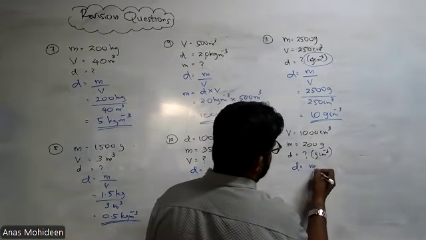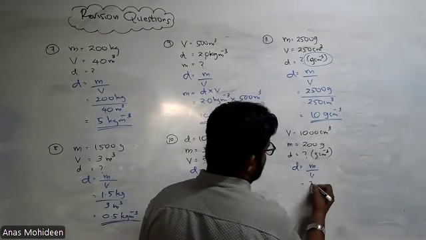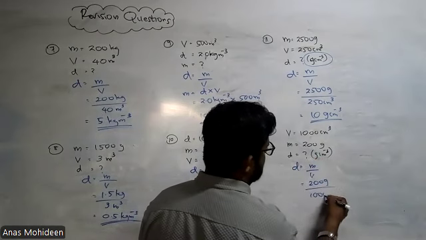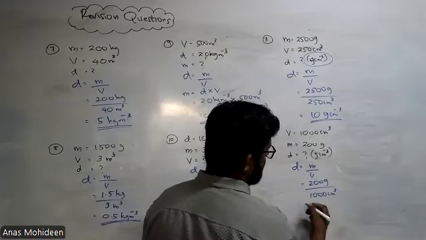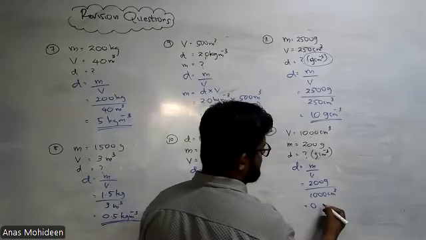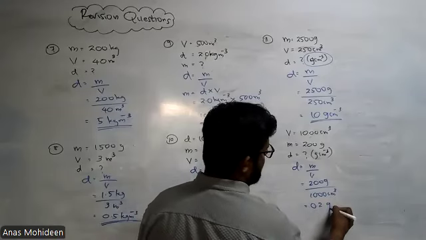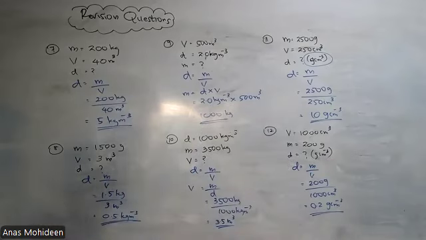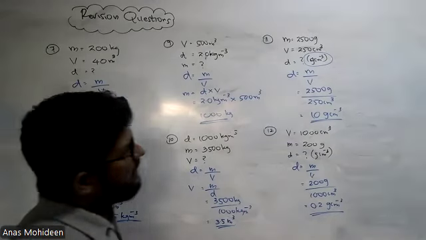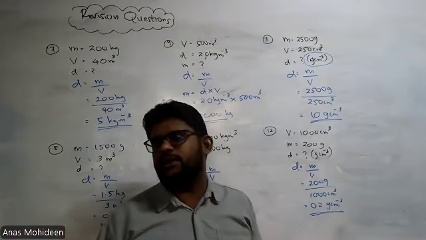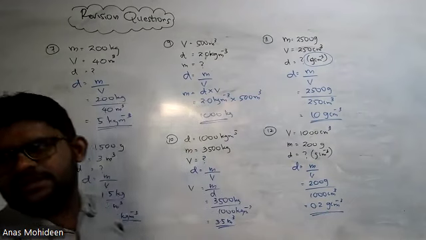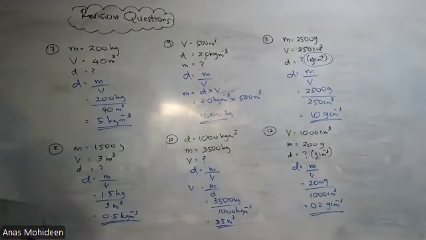D equals M over V. The mass is given as 200 grams divided by the volume given as 1000 cubic centimeters. 200 divided by 1000 is 0.2. The measurement should be grams per cubic centimeter in this case. So it's very simple. Always take the formula and change the subject according to the question. Substitute the data with the units, and you can end up with the answers with proper calculations. Okay.